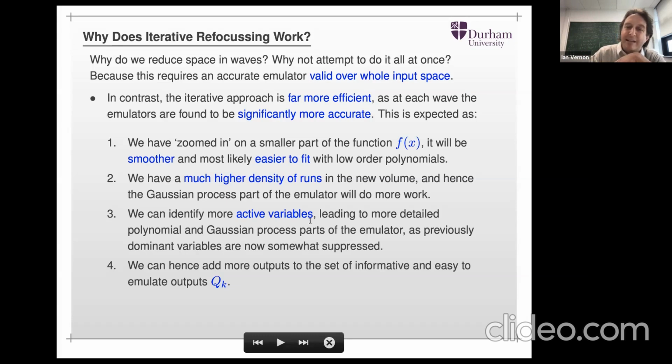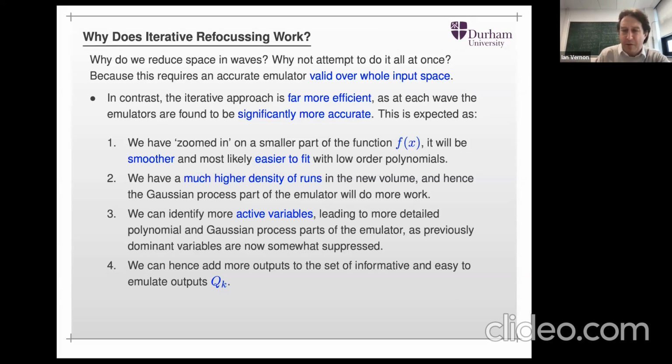And we get better at identifying active variables, and we can hence emulate outputs that we might not have been able to emulate previously. The way we set up our approach, we don't need to emulate everything in one go. We could emulate, say, 5 outputs to start with that are easy, cut out lots of space on those, and then we can try to emulate tougher outputs that were unable to be emulated initially. We can emulate those in later waves.